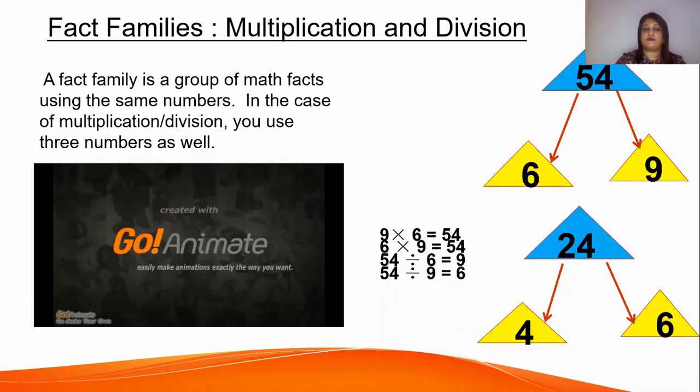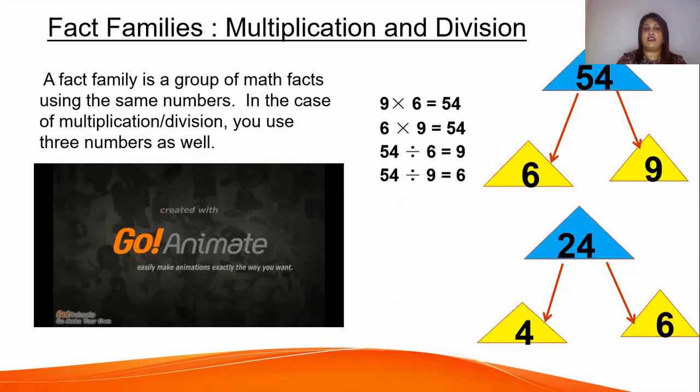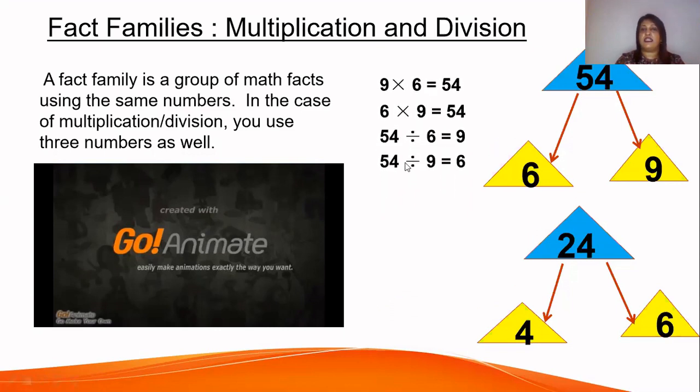And here it is broken down to you again. 9 times 6 is equal to 54, or 6 times 9 is equal to 54, or 54 divided by 6 will give me 9, or 54 divided by 9 will give me 6. The same with the 24.